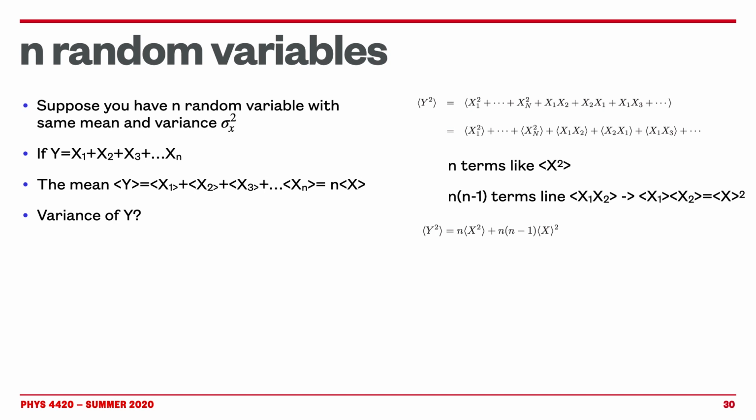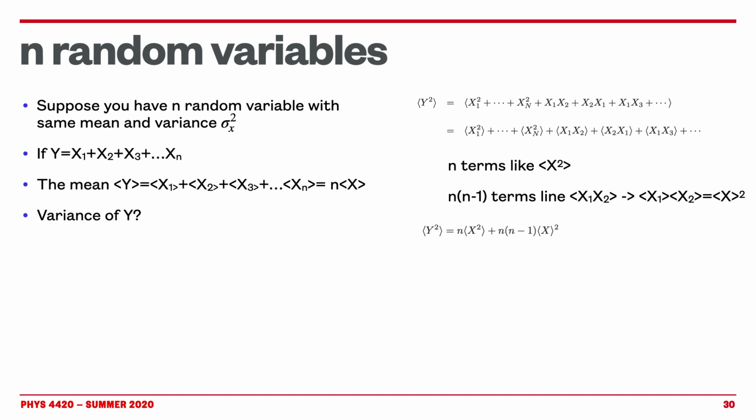So this is a quadratic formula, so we only have two x's in each term. What we do is take the expectation value of a sum, a sum of x squared and x1 x2, and so on. So we can distribute the expectation value, and you end up with the expectation value of a product of random variables x1 x2, x2 x1, x1 x3, and so on.